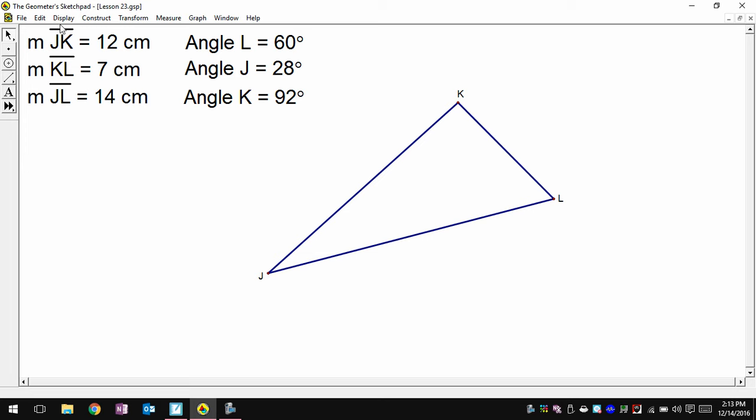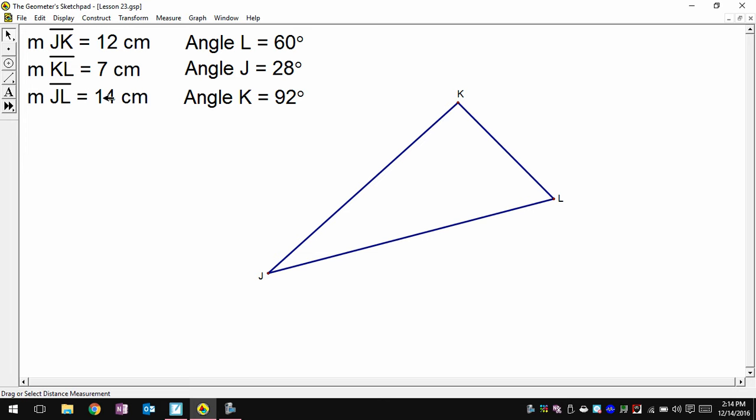I put the side JK next to the angle that's across from it, L. Side KL is across from angle J, and side JL is across from angle K. A real quick way to figure out which side is across from which angle is that if I see JK here, the letter that I haven't written yet is L. That angle is the one across from it. KL, J is the one across from it. JL, K is the one across.